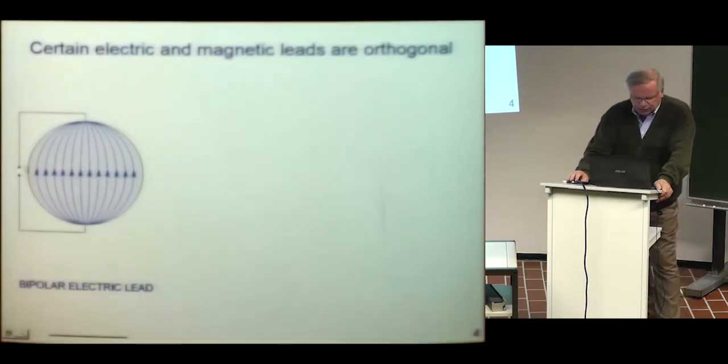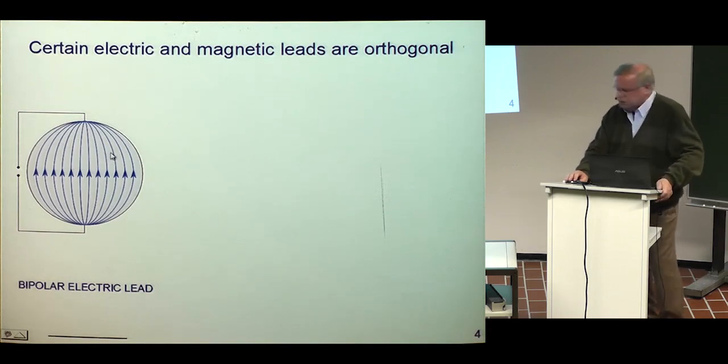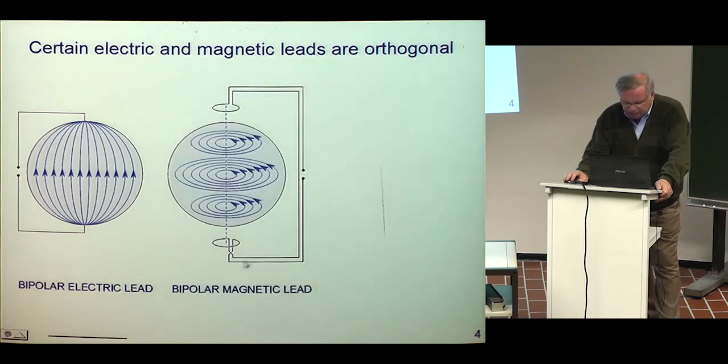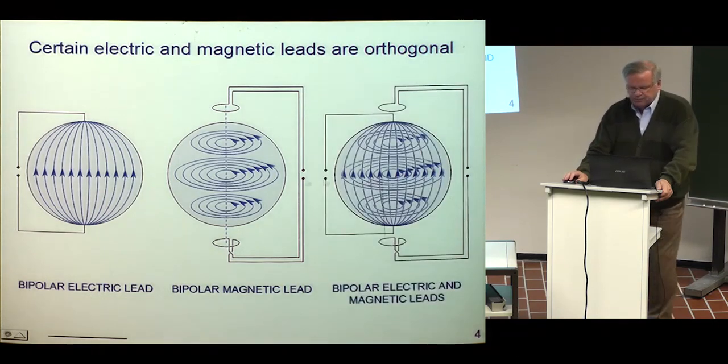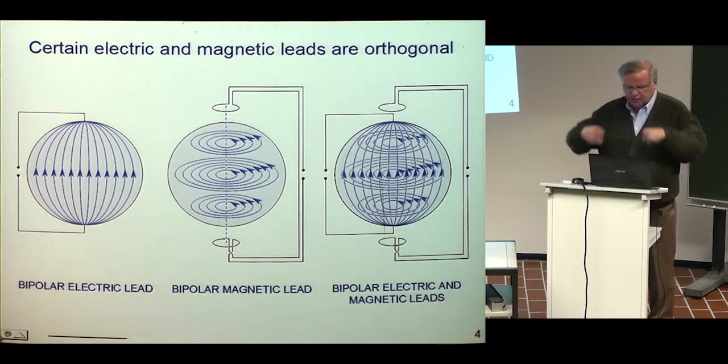Certain electric and magnetic leads are orthogonal. Assume this kind of basic electric lead. Here is a spherical volume conductor, homogeneous in this case. If we have a bipolar electric lead, the lead field looks something like that. You may easily imagine how it goes. If we have a bipolar magnetic lead, the lead field goes tangentially like that. The zero sensitivity line is here in the center. That's how it goes. Now, these two lead fields are orthogonal, orthogonal everywhere in the volume conductor.